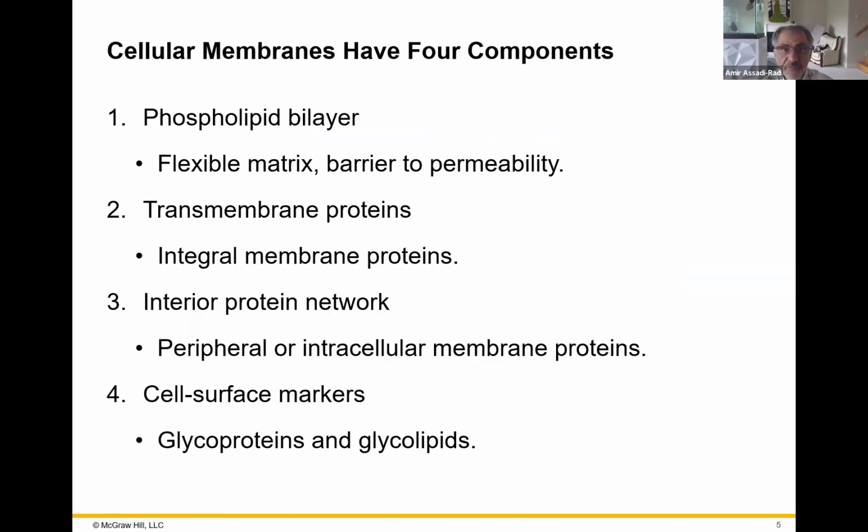And then the phospholipid bilayer is a flexible matrix, a barrier to permeability, with transmembrane proteins, integral membrane proteins, an interior protein network, and peripheral or intracellular membrane proteins, which we'll talk about. Cell surface markers, glycoproteins and glycolipids, we talked about a little bit. In your red blood cells, your blood type A, blood type B, blood type AB, blood type O, we're talking about these cell surface markers.